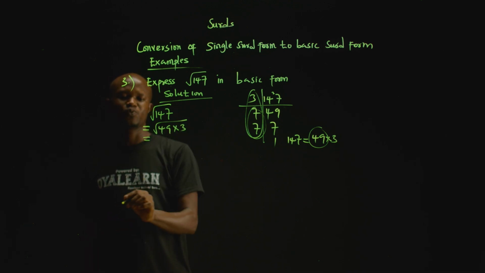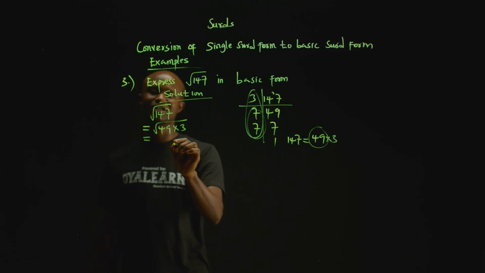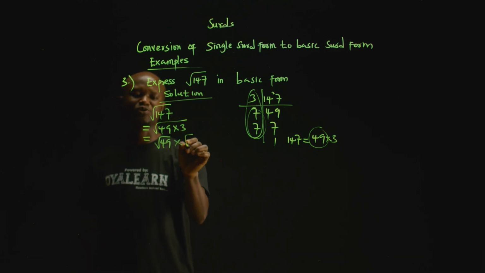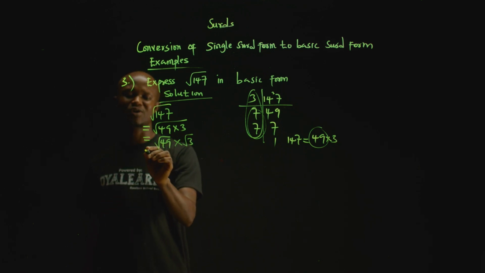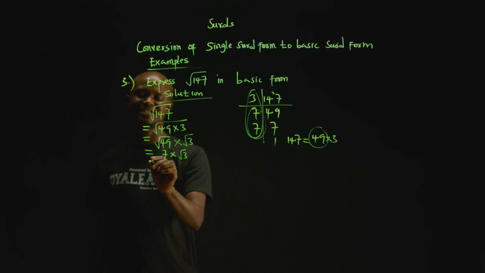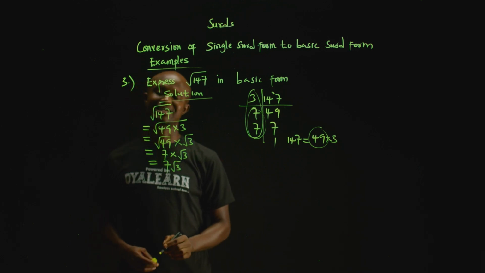Then we can go further by applying the law of surd, which is square root of 49 times square root of 3. Then what is the square root of 49? That is 7 times square root of 3. Now what are we having? This is what? 7 root 3. That is the solution to the problem.